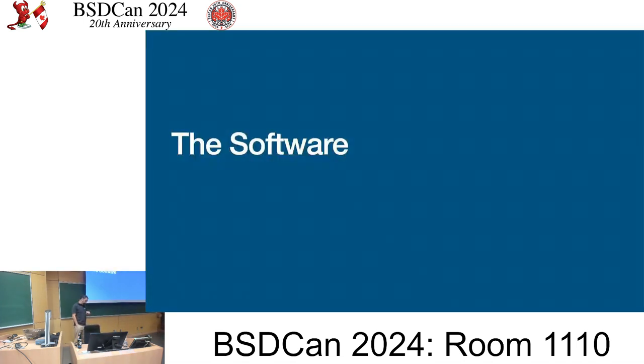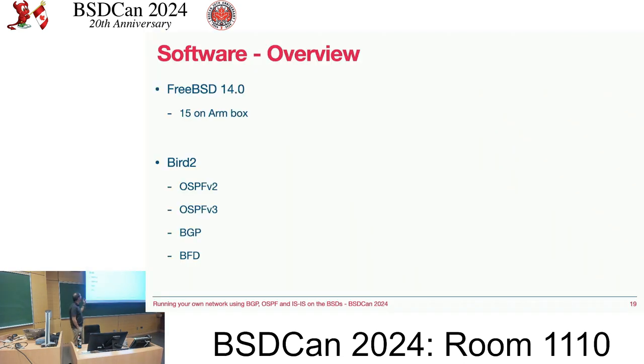Then now the funny part with the software. What do I run on these? I run FreeBSD 14.0 at the moment, with 15 on the ARM box because I try to stay on main, on current. I recompile every couple of weeks and I keep it up to date, to see if there's any development in the drivers or anything. I use BIRD mostly with OSPFv2, OSPFv3, BGP, and BFD. And I'll explain in a moment why I do BGP and BFD. Are there any questions so far?